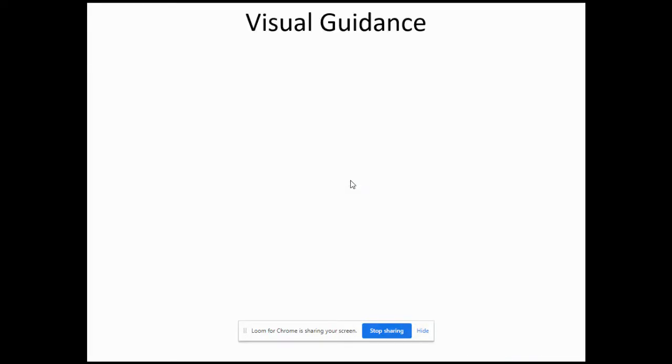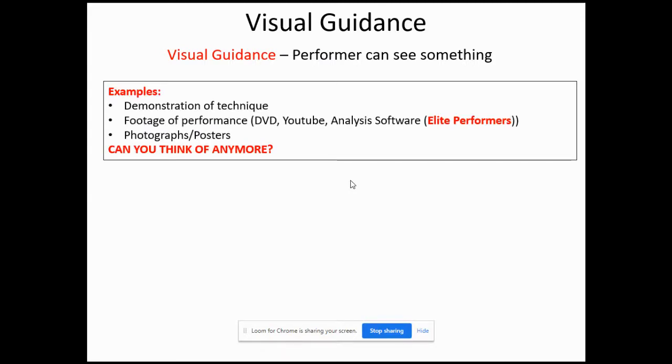So let's go through these quickly. Visual guidance then. Definition of visual guidance is simply when the performer can see something, okay? Examples of this are a demonstration. So teachers, coaches, other players do demonstrations all the time, okay? Demonstrations are very good. Obviously, the issue with these are they have to be good demonstrations.